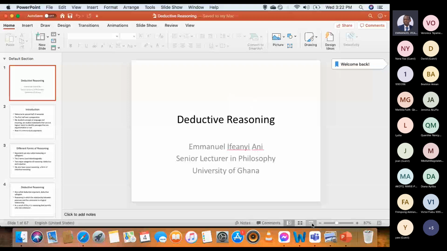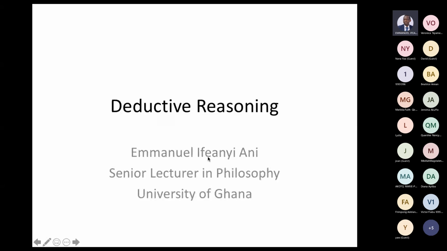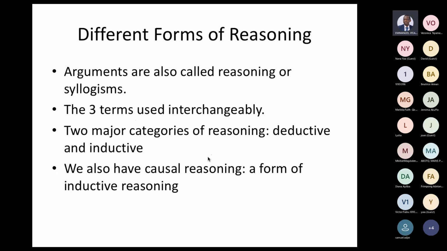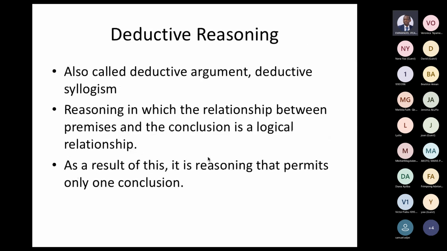Then we got into the second part of the semester where we saw deductive reasoning. We said there are three terms. We use three words, three terms interchangeably. We use arguments, reasoning, syllogisms. We interchange them. They just mean the same thing. We have deductive reasoning, inductive reasoning. Those are the two categories of reasoning. We have causal reasoning, which is a form of inductive reasoning. So we just have two categories.